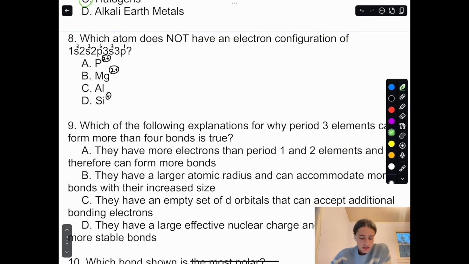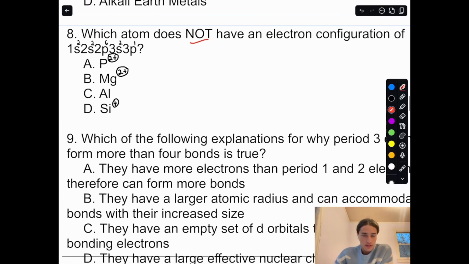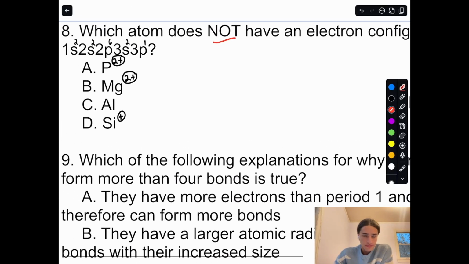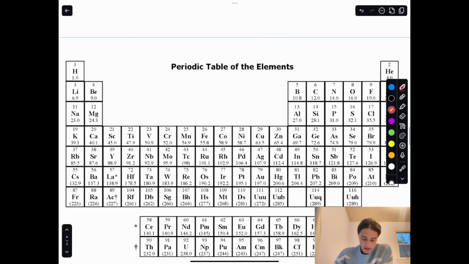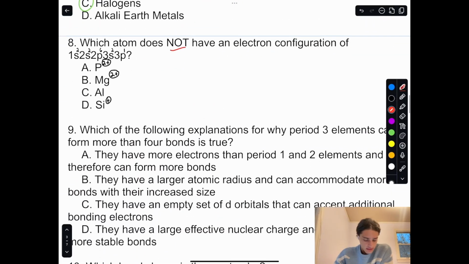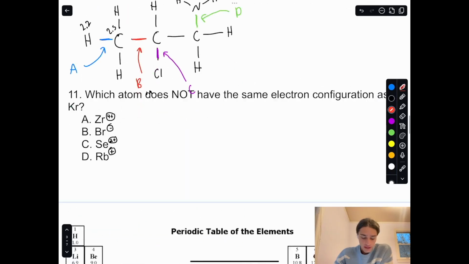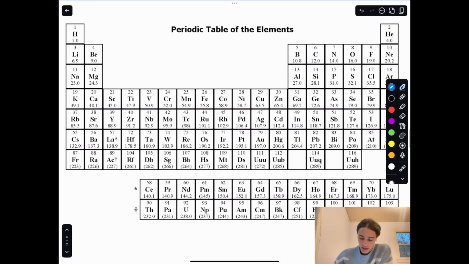Which atom does not have an electron configuration of this? Okay, so we can go through these, and I think I have a periodic table down here too. So let's do it. We've got phosphorus 2 plus. Phosphorus 2 plus would be here, but it lost 2 electrons. So we're going to go to aluminum. Let's do the electron configuration of aluminum.